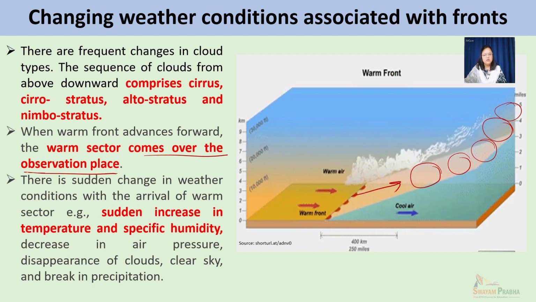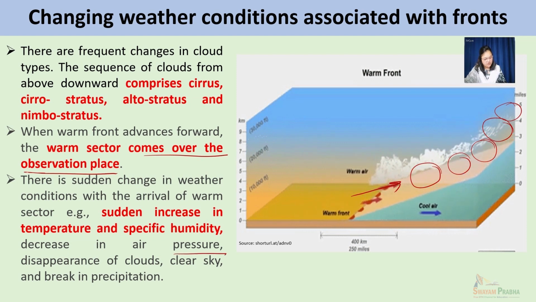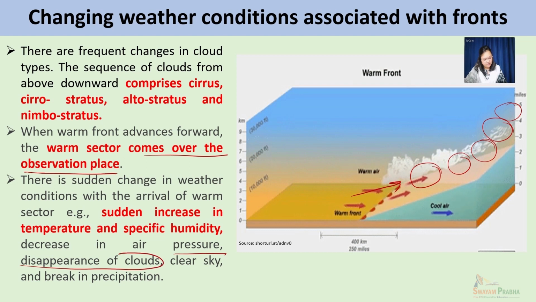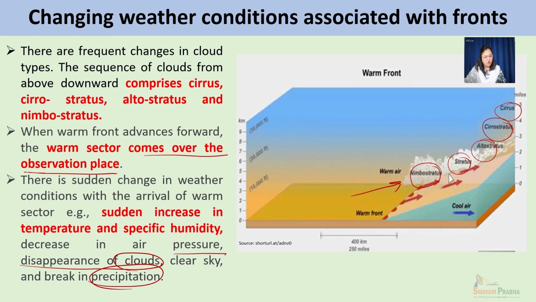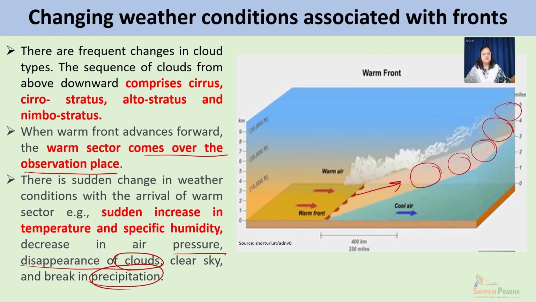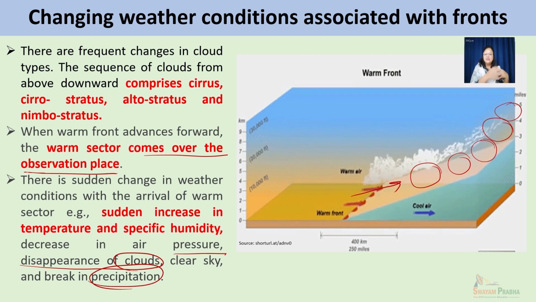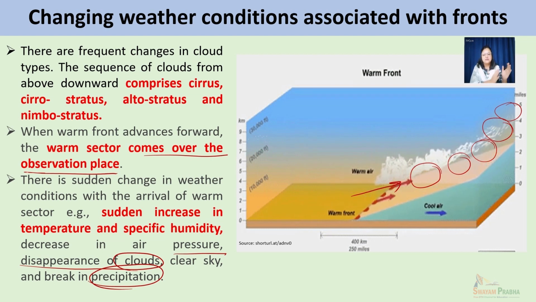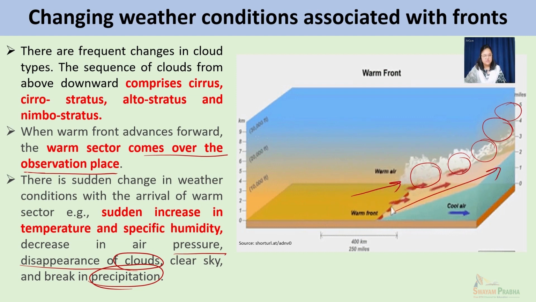Along with this, you can also see a decrease in air pressure and disappearance of fair weather clouds and clear sky, leading to precipitation. But sometimes you can also see breaks in precipitation, because the warm air gently rises up, leading to the formation of various types of clouds. So while the clouds are forming, you have breaks in precipitation also along the frontal surface.